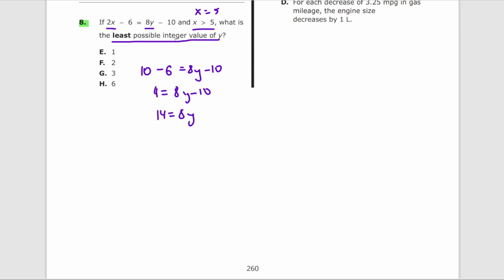Now, least possible integer for the y. So we know that this 10 was not supposed to be 10 because x is greater than 5. So it's like 10.1 or maybe 11, maybe 12. We don't know whether x is an integer or not. But we clearly see that there's no way for y to be equal to 1, right? Because if y is equal to 1, we're going to get 14 is equal to 8. And 8 is just too little. So the least possible integer will have to be 2, right? Because 8 times 2 is equal to 16, and it's possible for this value here to be 16 because x is greater than 5. So the answer is 2, F.